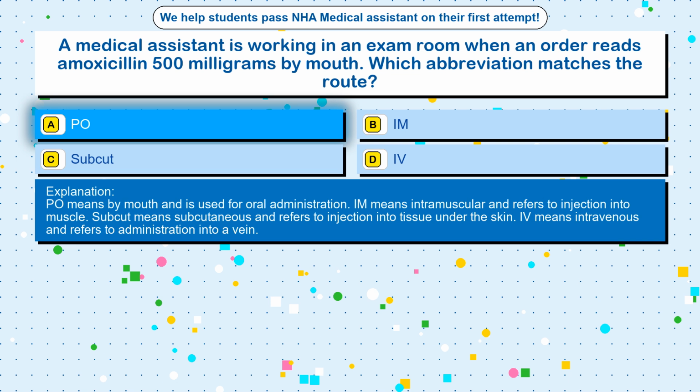IM means intramuscular and refers to injection into muscle. Subcut means subcutaneous and refers to injection into tissue under the skin. IV means intravenous and refers to administration into a vein.